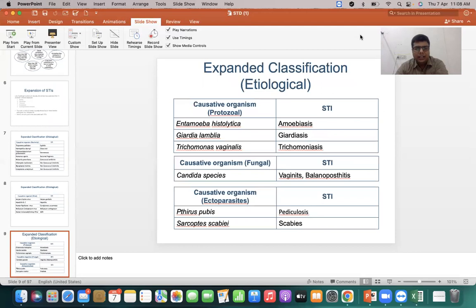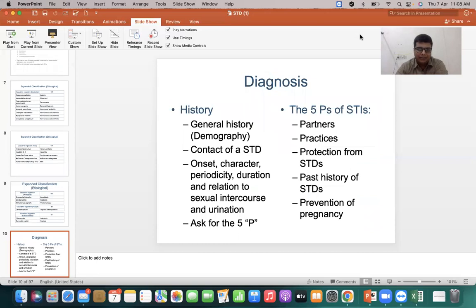Other agents, like protozoa, cause amoebiasis, giardiasis, and trichomoniasis. Candida causes vaginitis and balanoposthitis. Ectoparasites like Phthirus pubis cause pediculosis, and Sarcoptes scabiei causes scabies.